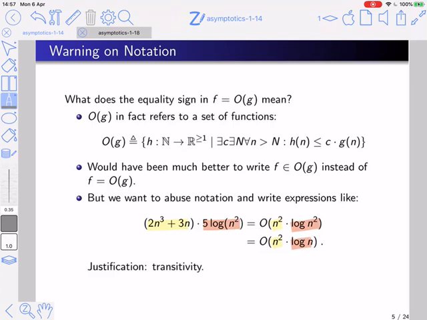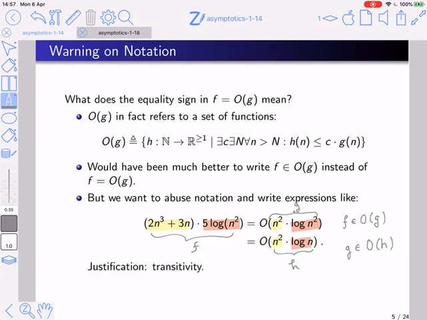So, when we write such a sequence of equalities, we actually mean that the first function, let's call it f, and let's call the second function g, we actually mean f is a member of big O of g. And let's call this function h. We actually mean g is a member of big O of h. Okay? But we abuse notation and we just write equalities here.